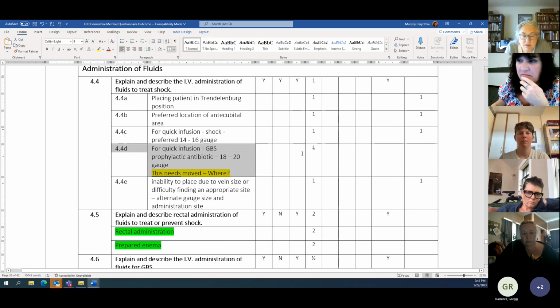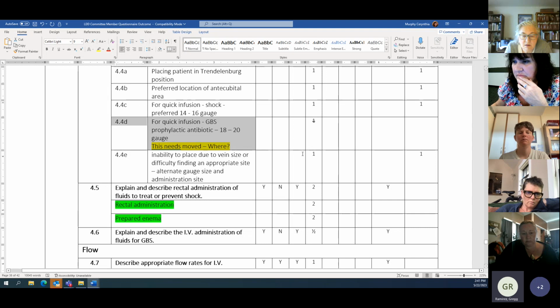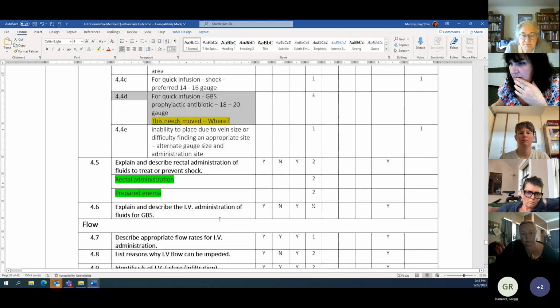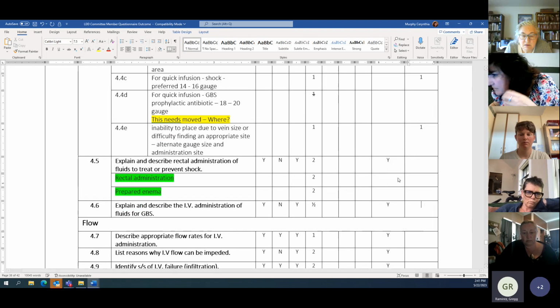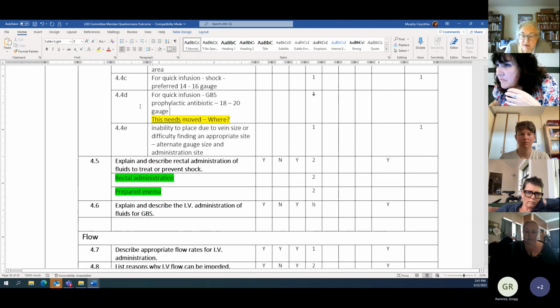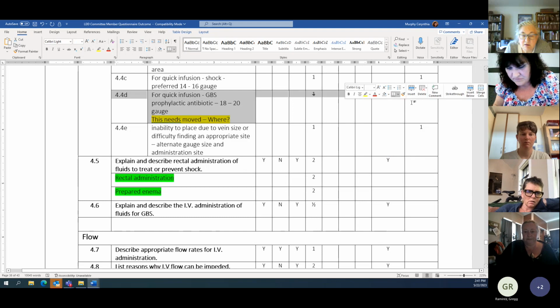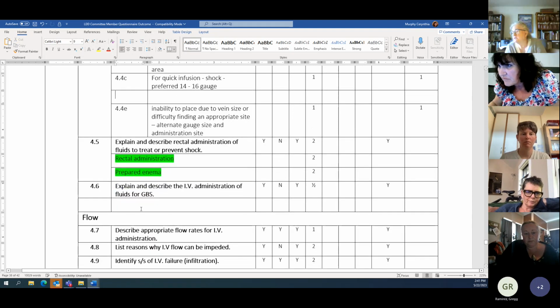4.6. Yeah, that's where it goes. Under here. There's more to it than just that, but that definitely will go there. Because you also use a saline lock.